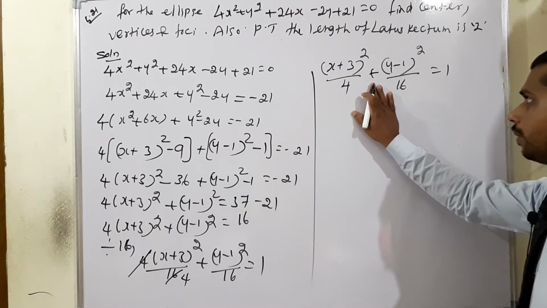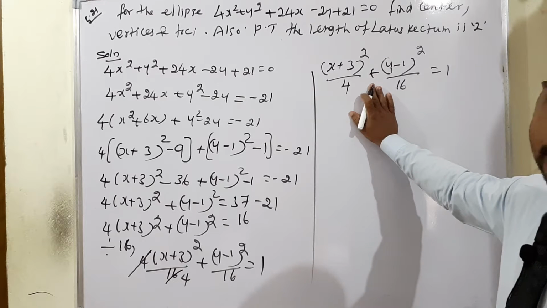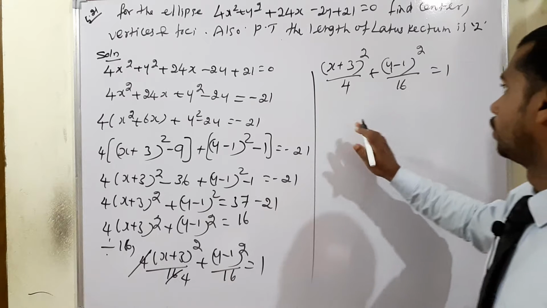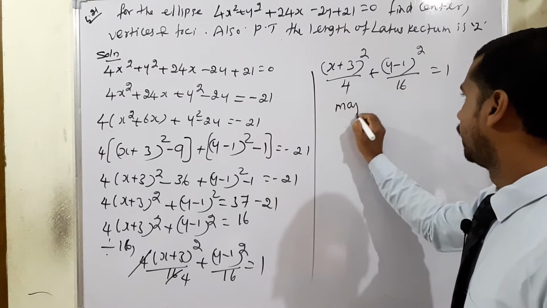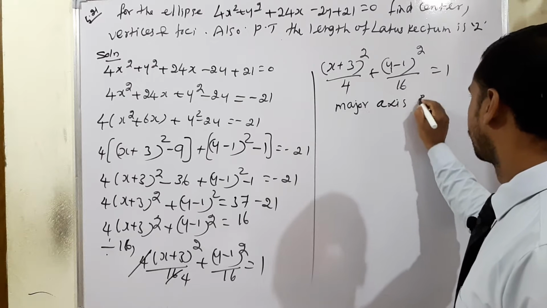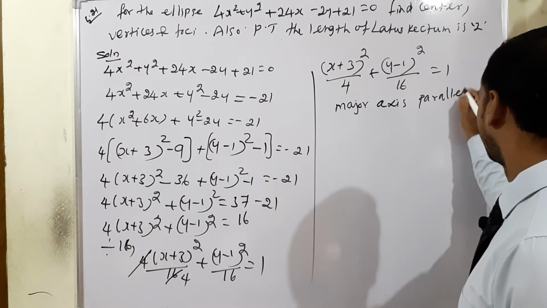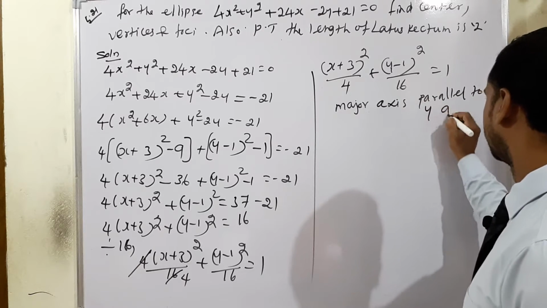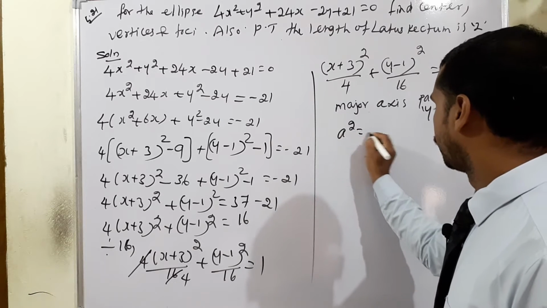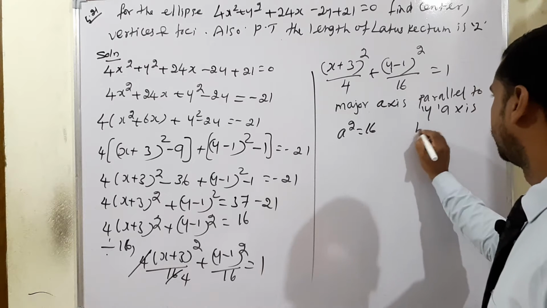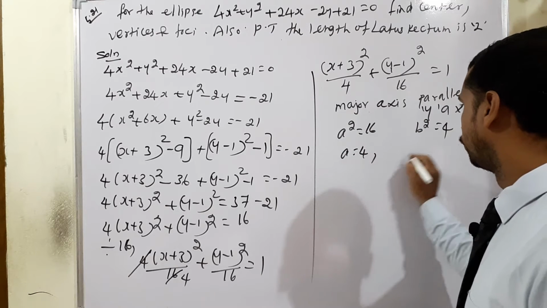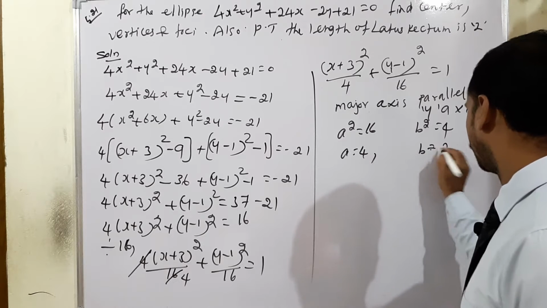This is actually a major axis parallel to the y axis, because the denominator of the y square term is greater. So what we have to do is write it: major axis parallel to the y axis. Parallel to the y axis means definitely the bigger number we have to write as a square. The a square value will be 16 as well as the b square value will be 4. Therefore a is equal to 4, b is equal to 2.